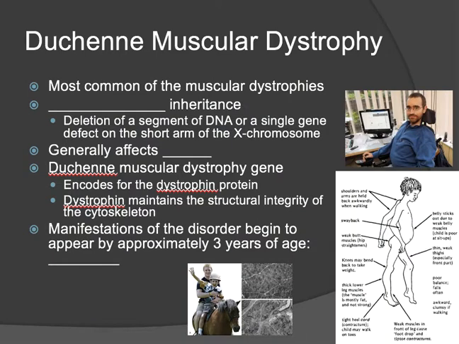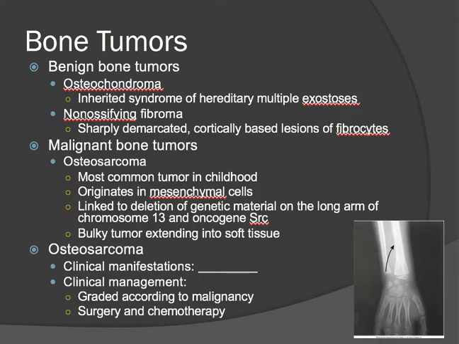And then I took out the Beckett's. Beckett's is less severe, and it's not often tested over, although you will probably cover it in genetics. Okay, so bone tumors in children. We do have benign and malignant.